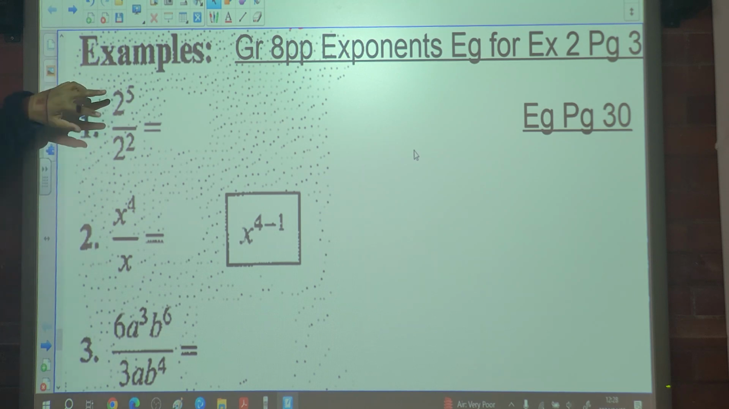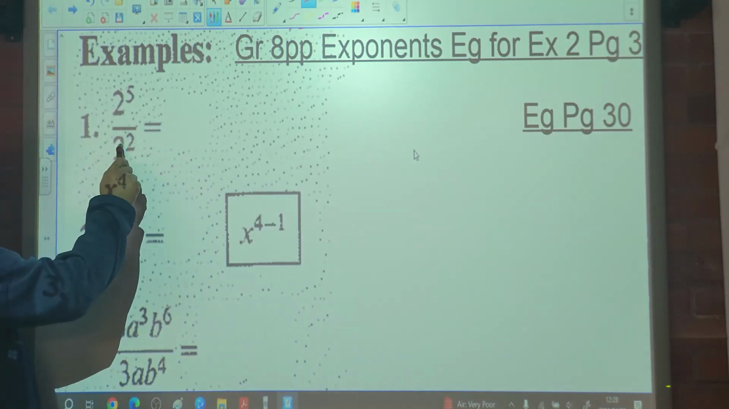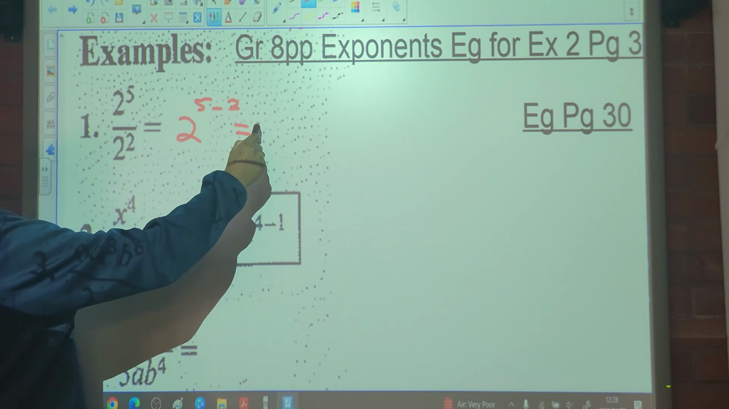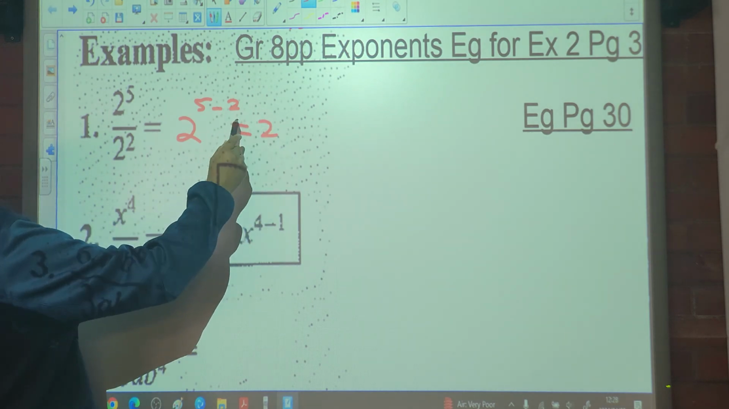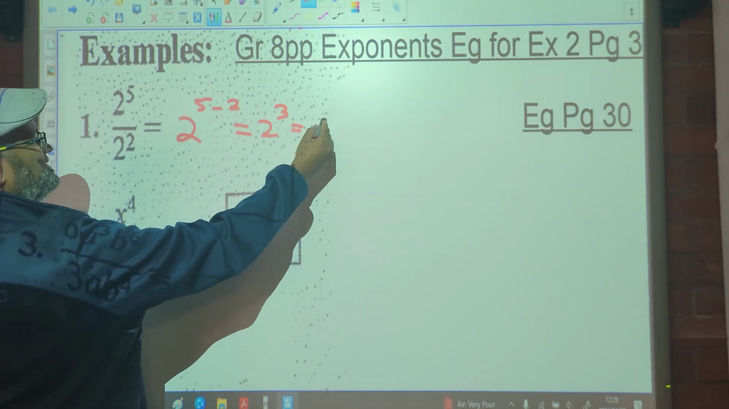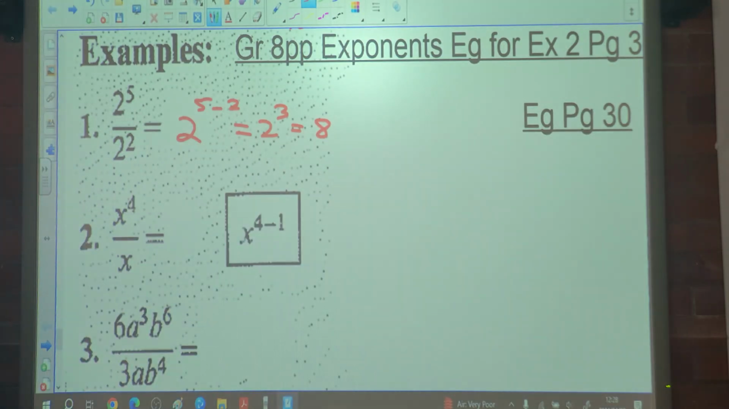Okay. So when you're dividing and bases are the same, what do you do to the exponents? You subtract. Are these bases the same? So it will be 2 to the 5 minus 2. And what's 5 minus 2? 3. And 2 cubed is? 8.